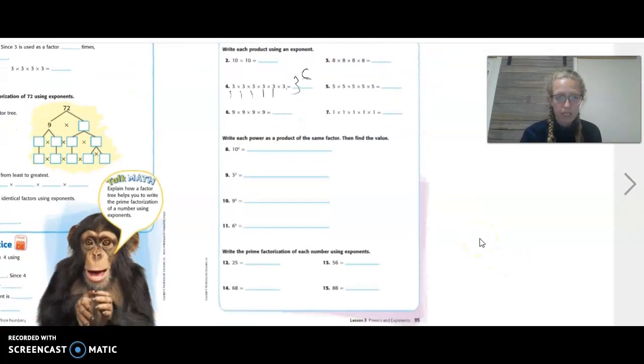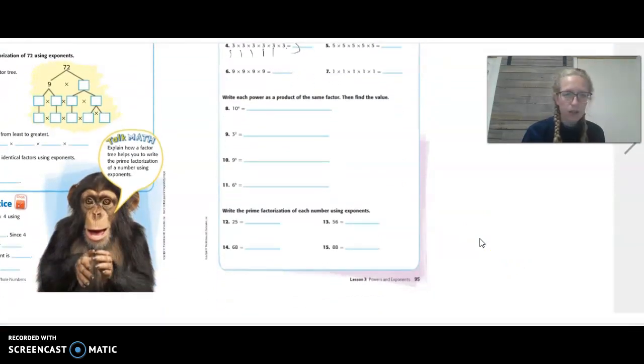All right, let's look at number 11. Look at the instructions: write each power as a product of the same factor, then find the value. The first part is basically the opposite of what I just did. Instead of condensing my base with my exponent, I'm going to draw it out. Wow, such tiny writing.